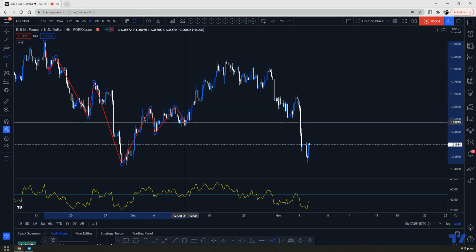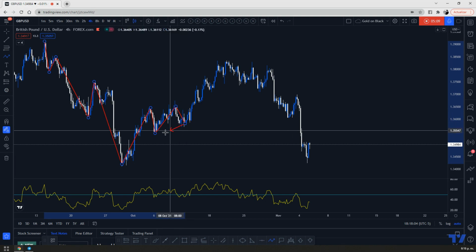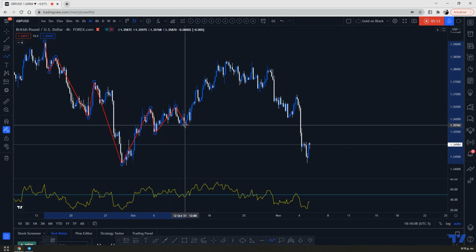Once it does that, now it goes down again, consolidates a little bit right there. It fails to create a lower low than this one. So it's creating another higher low right there. Guys, you need to understand this, okay?